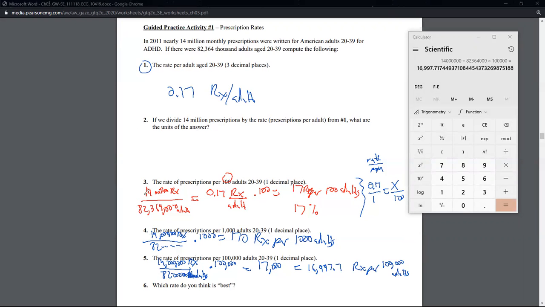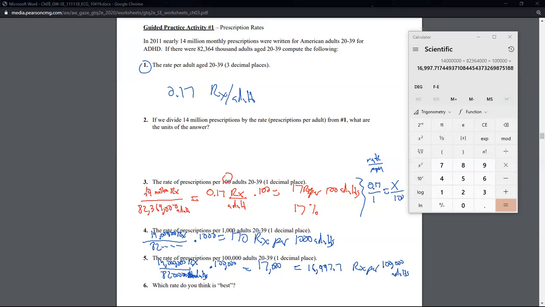Why would any of us do this? Which one's the best answer? That's what number 6 is, and I've mentioned before that this is subjective, which means it's opinion. So one person might think that the first one is the best because it's the simplest, it's less than 1. Maybe they just like decimal values and they like thinking about per adult.